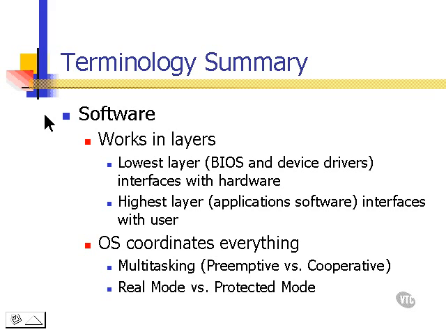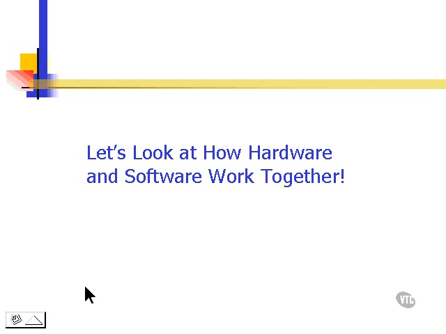Software works in layers. The lowest layer, BIOS and device drivers, interfaces with hardware. The highest layer are the applications themselves. The operating system software sits in the middle and coordinates everything. We have multitasking, meaning that we can work with more than one thing at a time. Older computers use real mode, while newer computers and operating systems use what's called protected mode. So now, let's take a look at the next lesson and see how hardware and software work together.